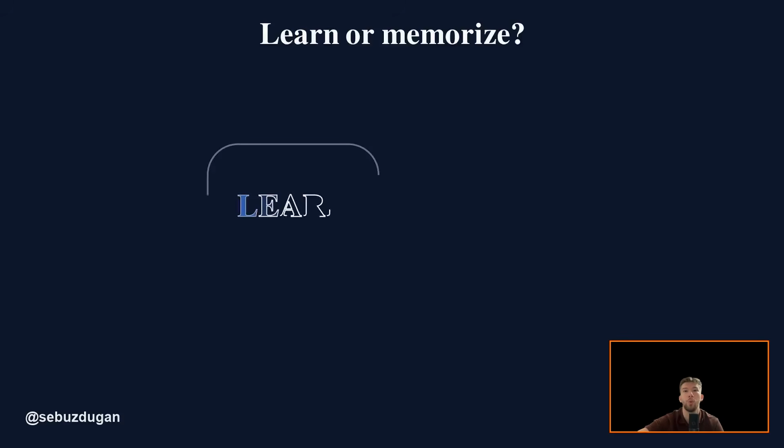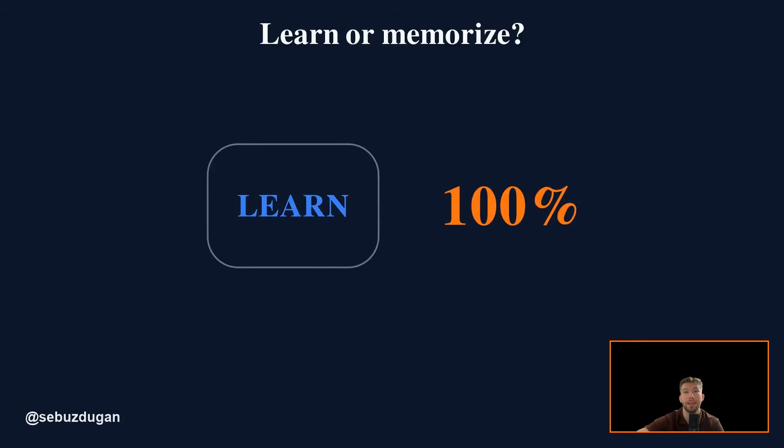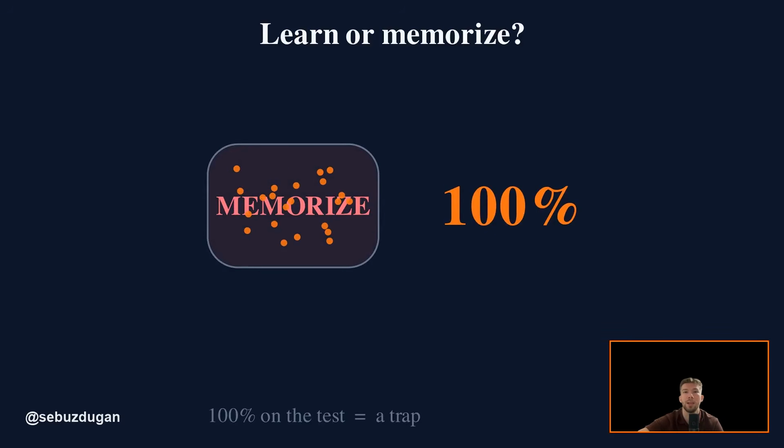Your model scored 100% on the test. That sounds great, but it is a trap. The model did not learn anything, it just memorized the answers. Today we fix that. Let us start simple.